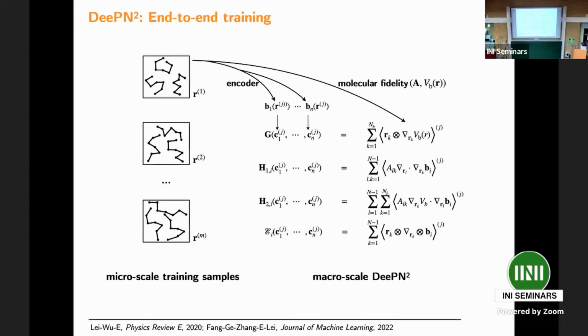In practice, each box needs on the order of 100 to 1,000 polymers, and the number of boxes is also on the order of 100 or 1,000. Then we take these pictures, and we plug them into the joint training of the encoders and their macro scale representation.